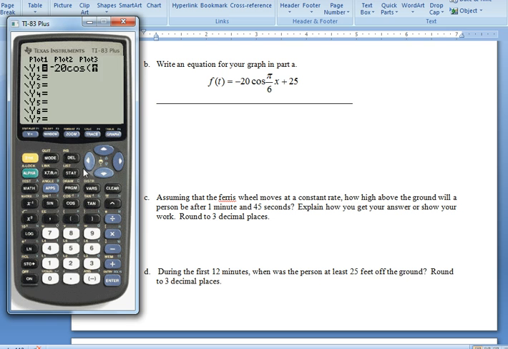cosine of pi/6, so pi divided by 6. Make sure you use pi and not 3.14. And then x, and then we close that parenthesis, plus 25.